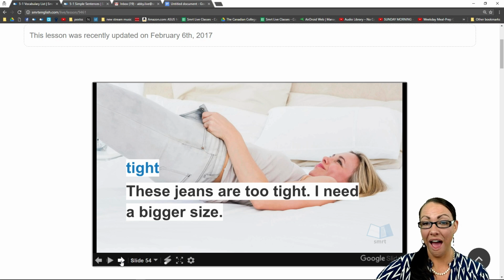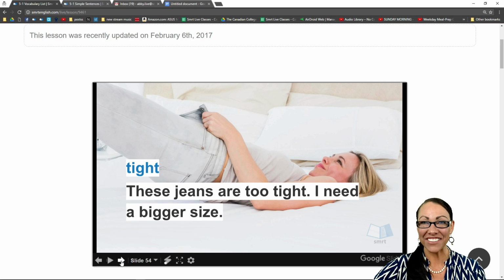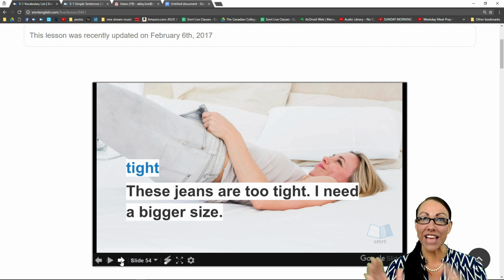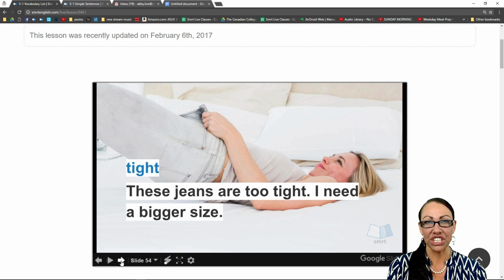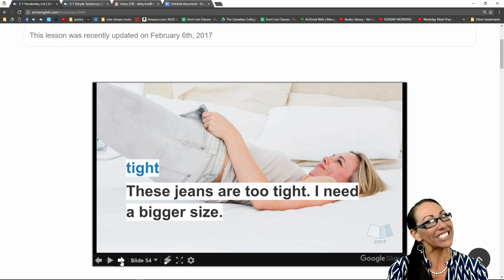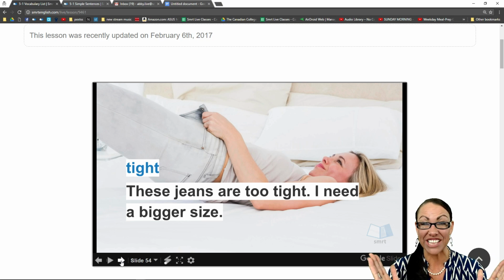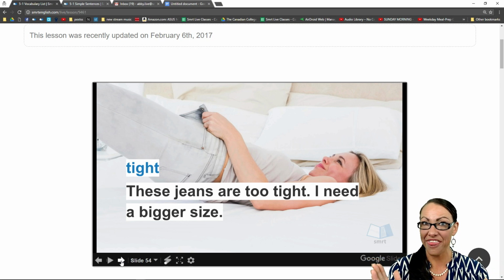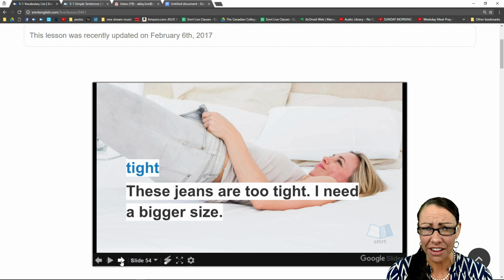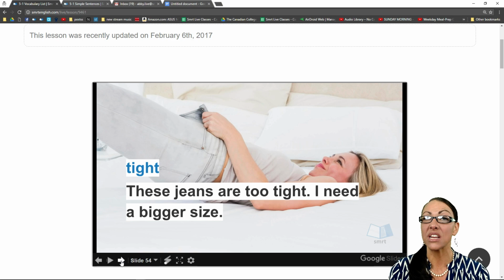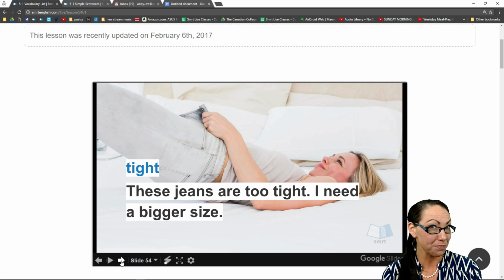Tight. And I have to laugh at this picture. These jeans are too tight. I need a bigger size. So tight, sometimes it's helpful to know synonyms, so words that mean the same, words that we could use interchangeably. And I think sometimes it's helpful to know the antonyms, so words that mean the exact opposite. So with that, the antonym for tight, the exact opposite of tight, would be loose.